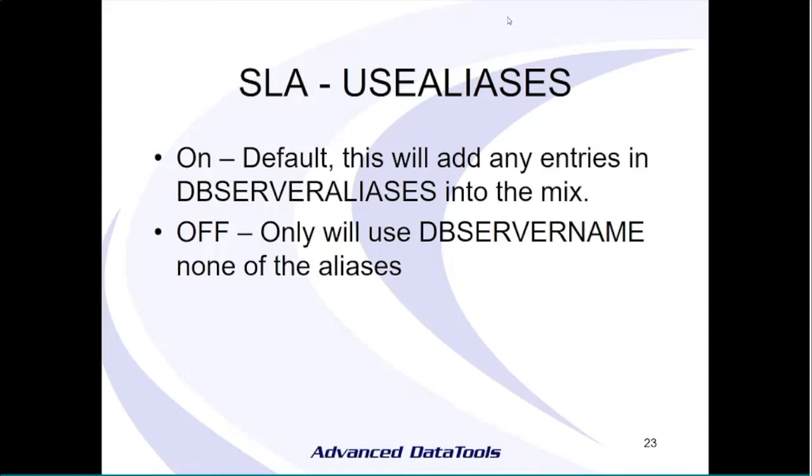So if you have DB server aliases set and maybe you have an HDR specific port that you want only HDR or ER traffic to run on, or you've got listeners of other types, if use aliases is set to on, it'll pull those into the list. So it'll try actually sending connections over to those ports thinking they are valid. If you turn it off, it'll only use the DB server name to connect to. So you should be fairly safe there as long as you set your primary TCP port to your DB server name. That's the one gotcha there.